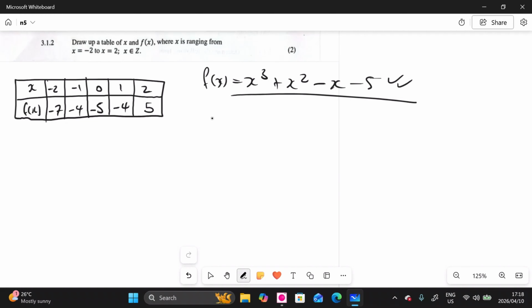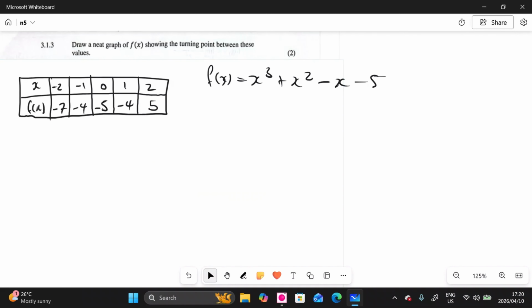All right, people, we are done with this question. Let's move to the next question, which is 3.1.3. All right, guys, let's look at 3.1.3.